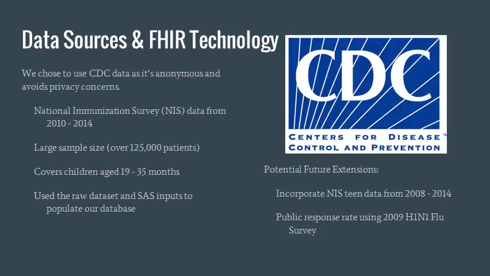Data sources and FHIR technology. Our data source for the app is CDC data. We chose to use the CDC instead of FHIR data, mainly due to the large amount of raw data with the CDC dataset and that it is anonymous. Our dataset is from the National Immunization Survey from 2010 to 2014. The dataset is quite large and contains over 125,000 patients. This dataset only covers children from the age of 19 months to 35 months. To get the data in a usable form, we use SAS inputs to populate our database.